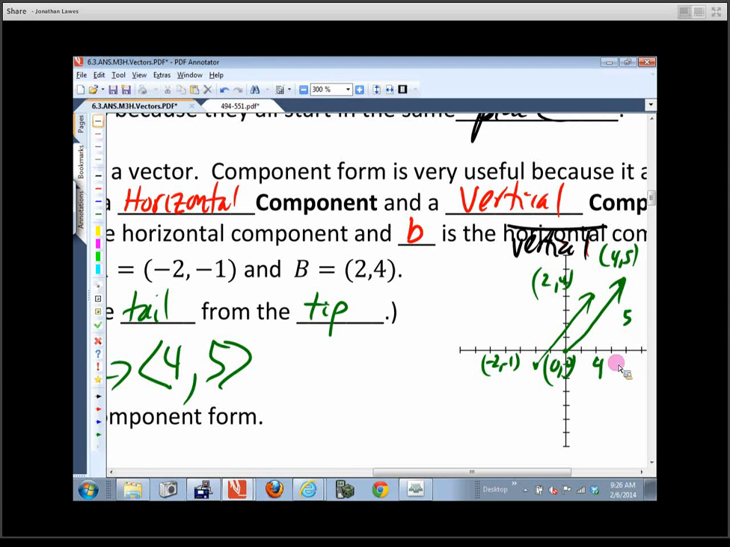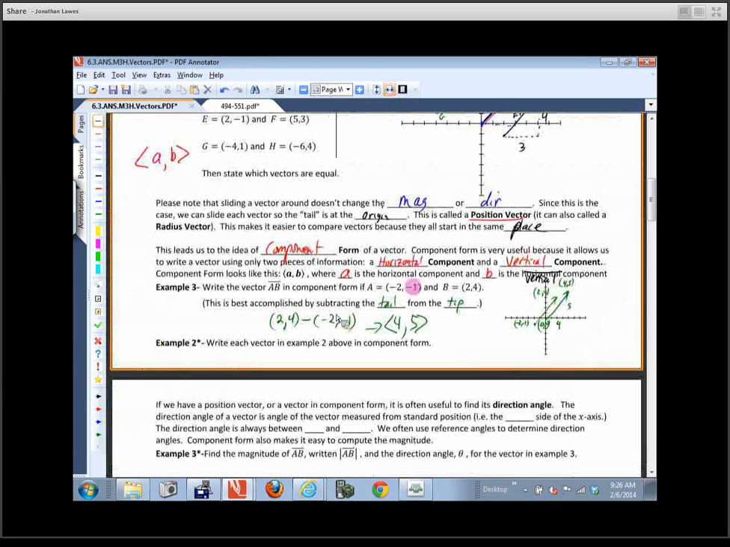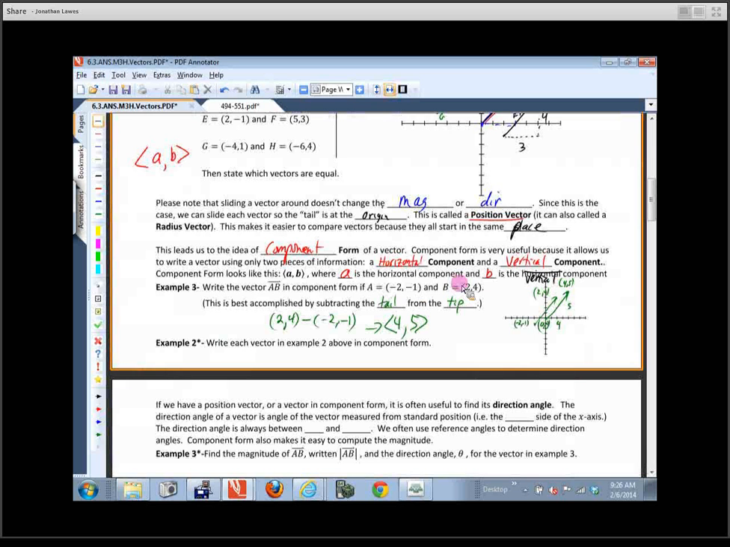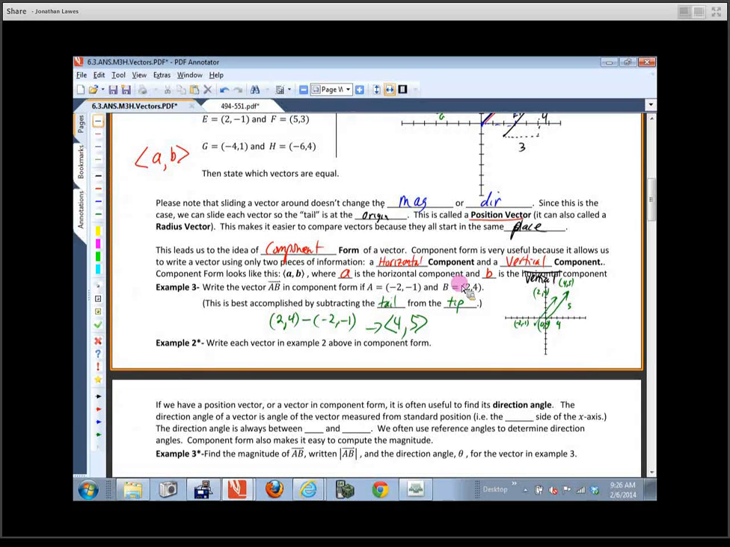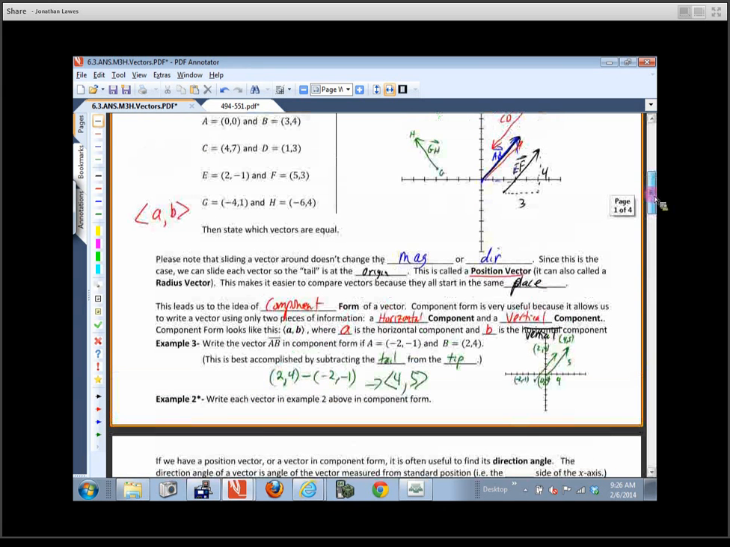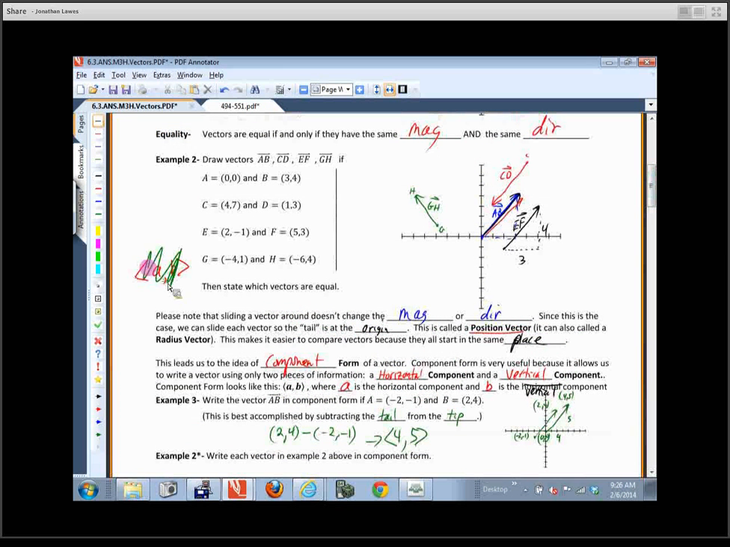Does that make sense? So the easiest way to take 2 points, a starting point and an ending point, an initial point, a terminal point, a tail and a tip, the easiest way to put that into component form is to take the tail and subtract it from the tip. Make sure you do it in the right order. If you don't, you're going to get the answer backwards. Everybody good there?